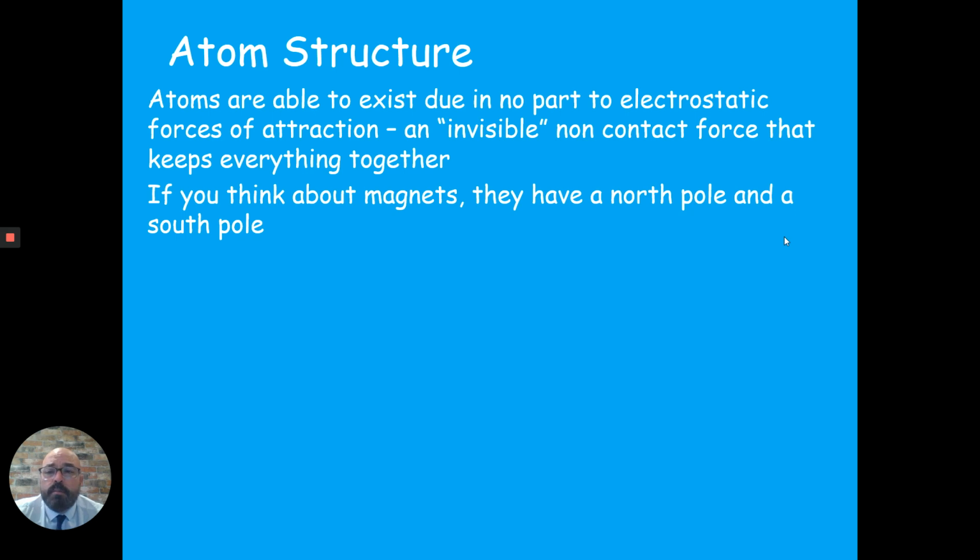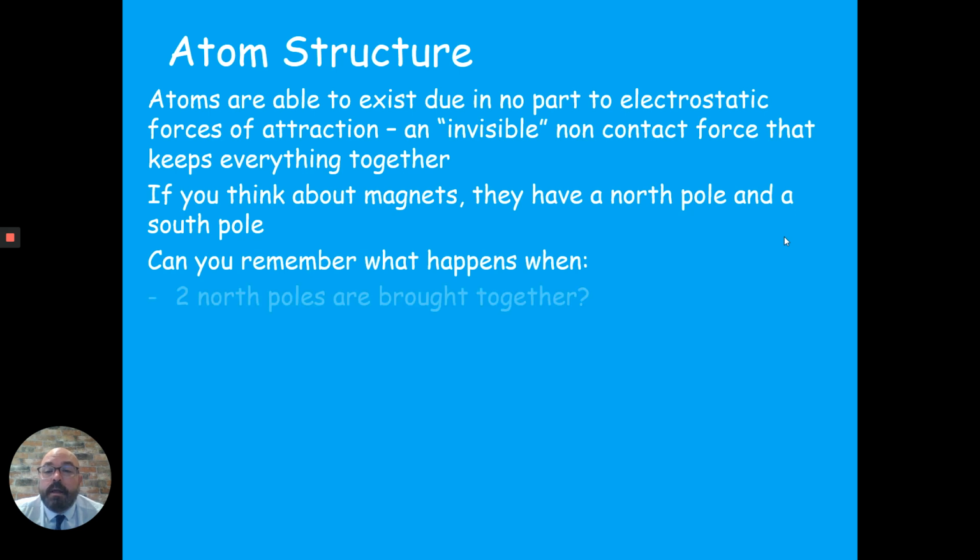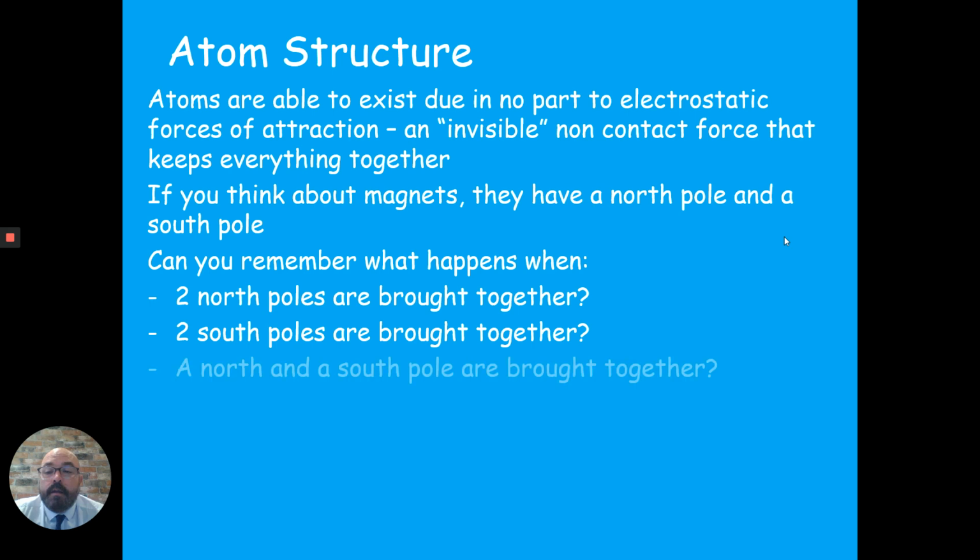So I just want you to take a few minutes. Again, you might just want to pause the video at this point, have a think about these 3 statements and what happens when you bring 2 north poles together, 2 south poles together, and a north and a south pole, or a south and a north pole are brought together. So just pause the video now, take a couple of minutes, have a think about when you've done this in the past, what happens with magnets. Okay, hopefully it wasn't too difficult for you and you've managed to think back.